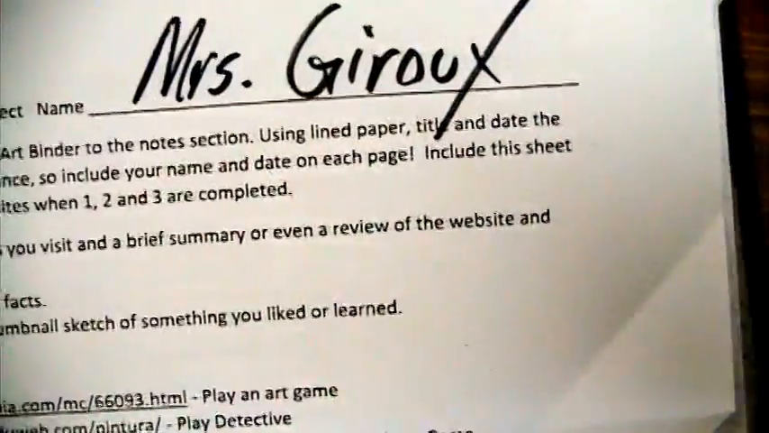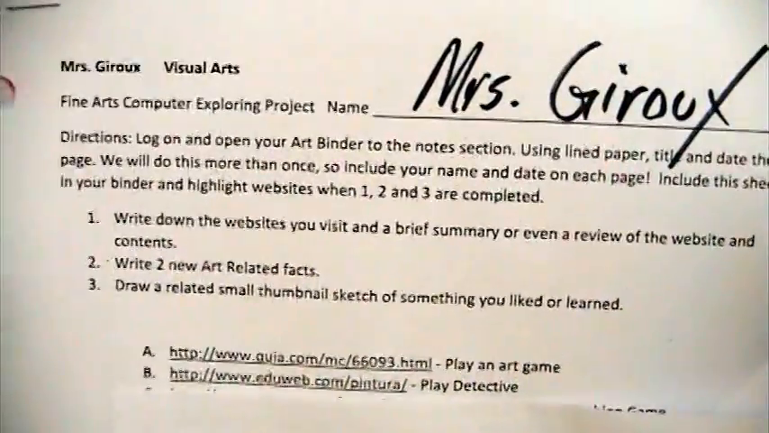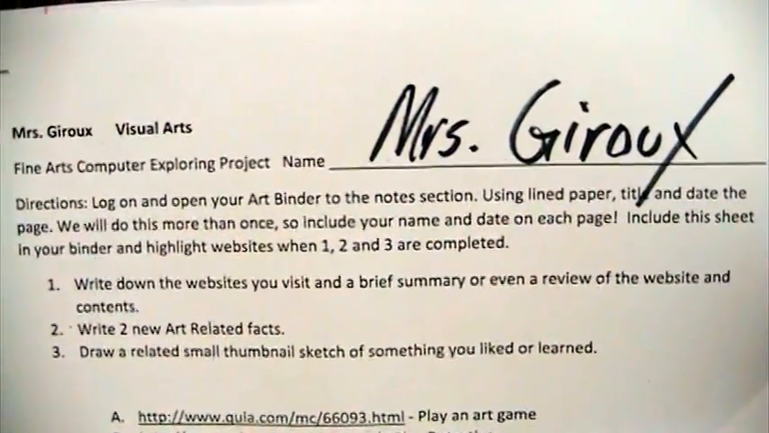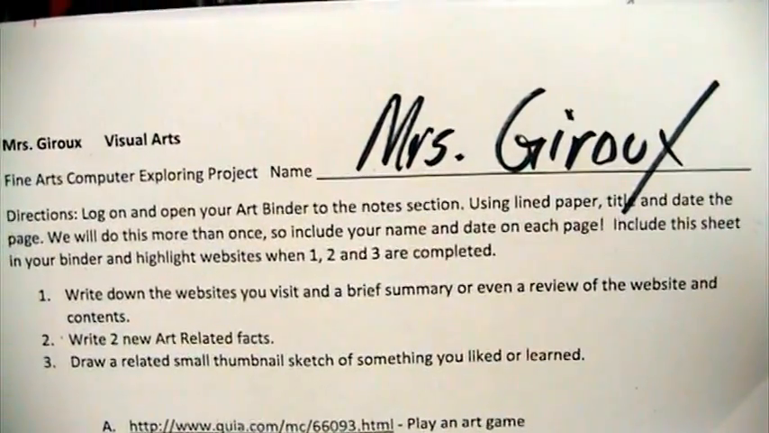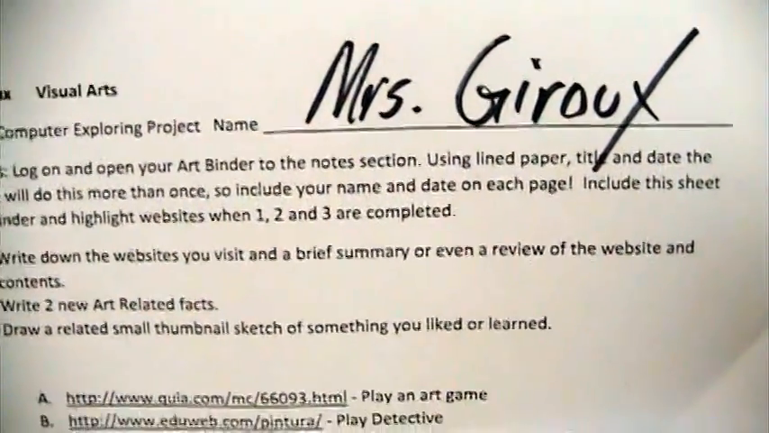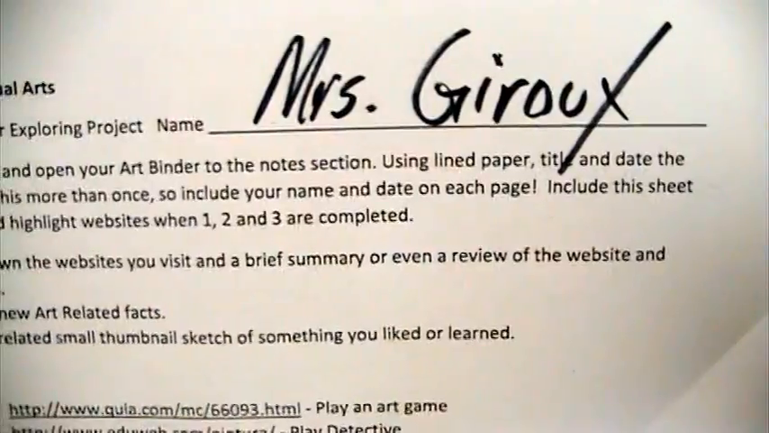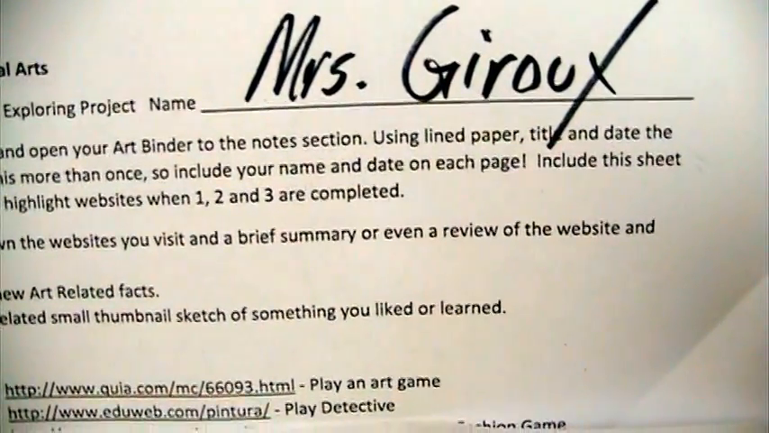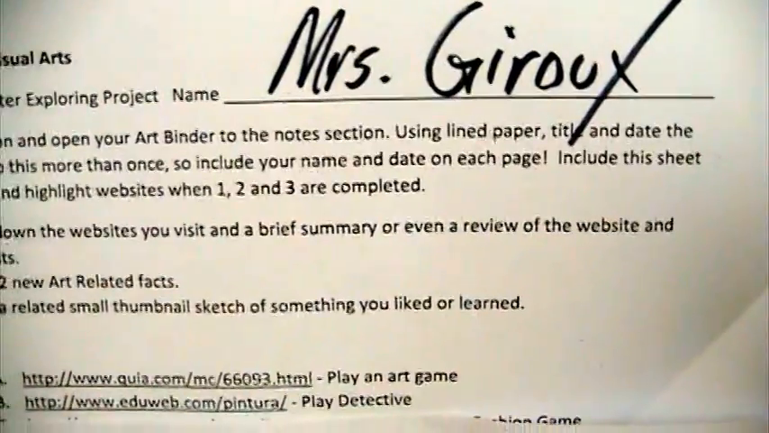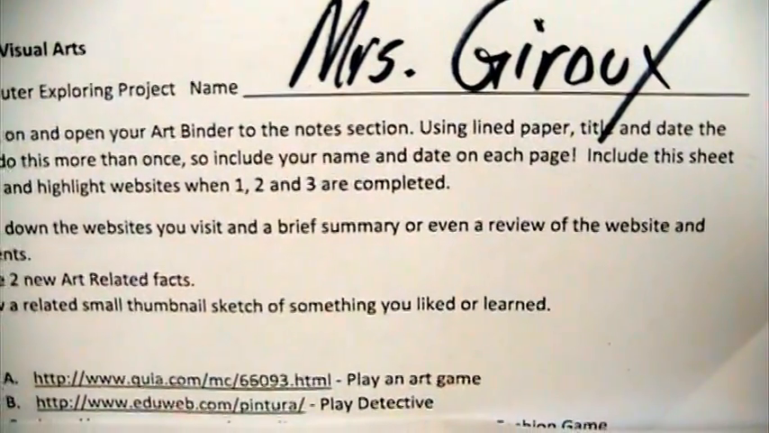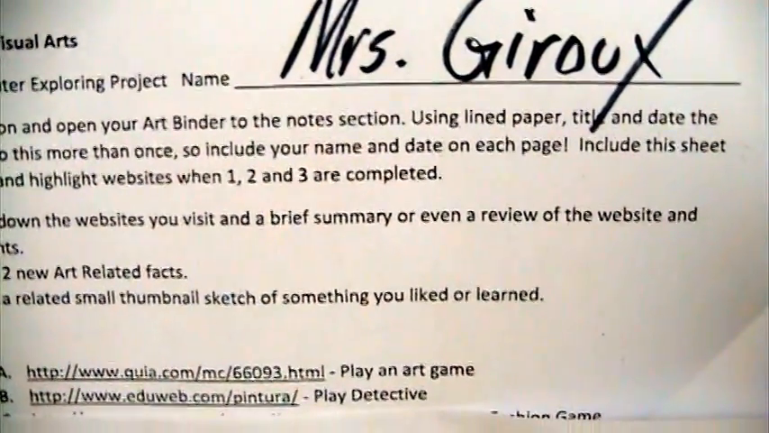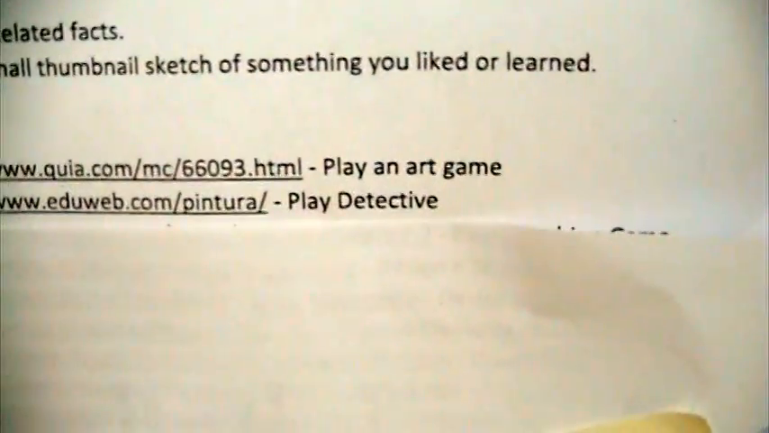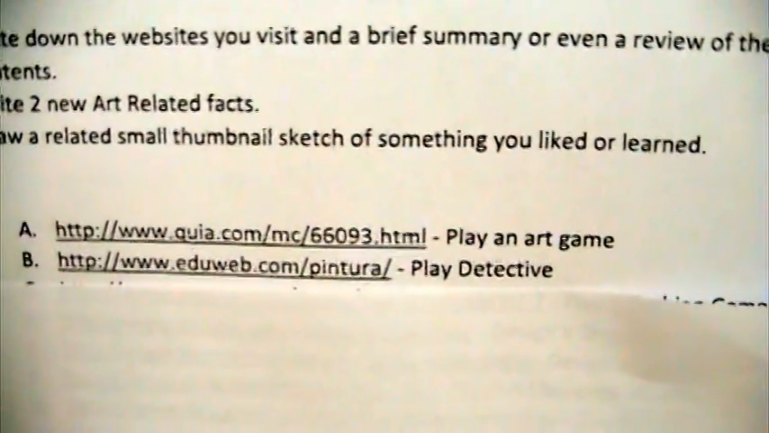All right, so the paper, this is just a small portion of it. The paper looks like this, and the directions are to log on and open up your art binder to the notes section. You're going to use a lined piece of paper, title and date the page. We will do this more than once, so include your name and date on each page. Include this sheet in your binder and highlight the websites when 1, 2, and 3 steps are completed. So the first thing you're going to do is you're going to log on to the first website, right there.